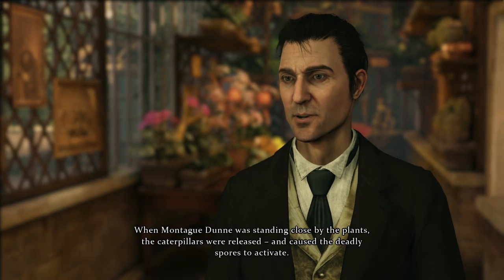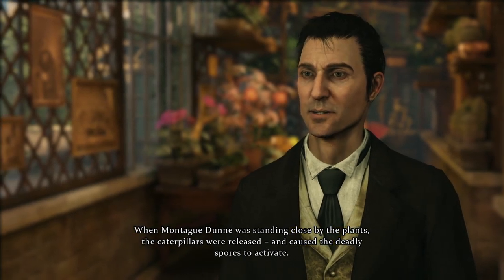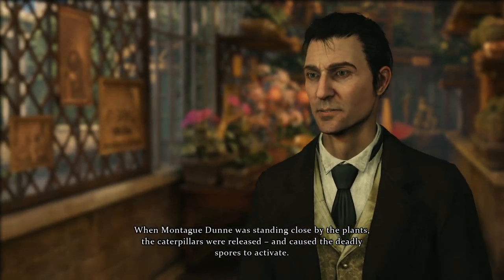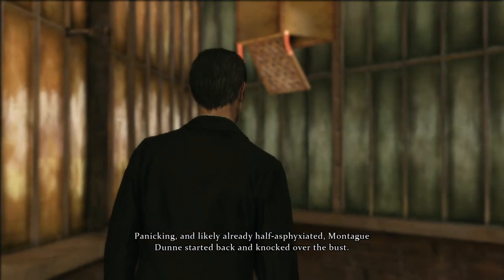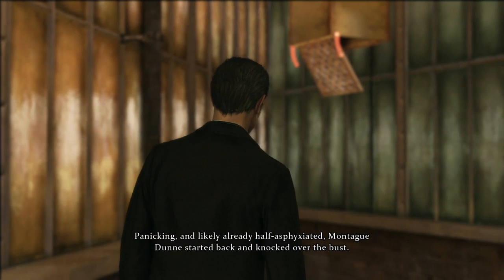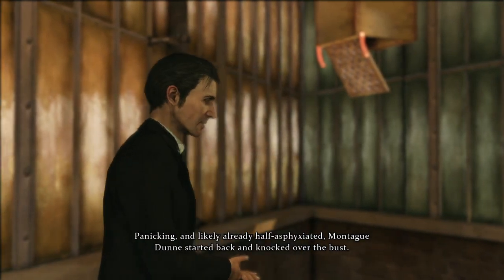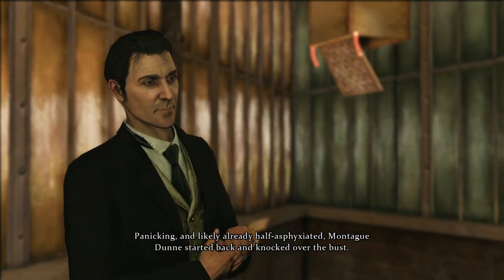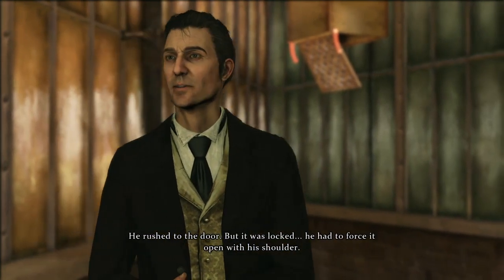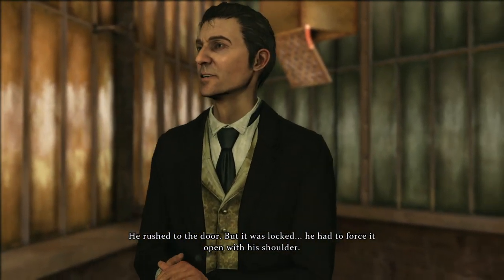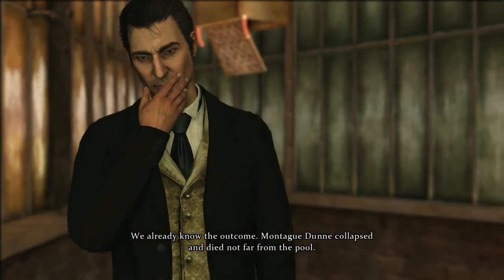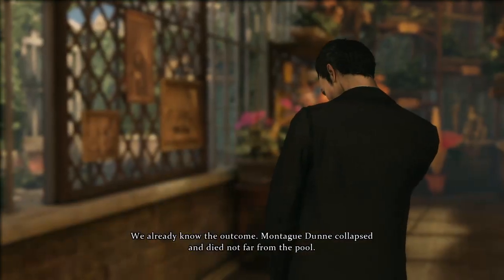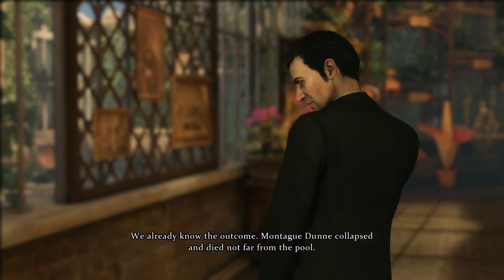When Montague Dunn was standing close by the plants, the caterpillars were released and caused the deadly spores to activate. Panicking, and likely already half asphyxiated, Montague Dunn started back and knocked over the bust. He rushed to the door, but it was locked. He had to force it open with his shoulder. We already know the outcome. Montague Dunn collapsed and died not far from the pool.